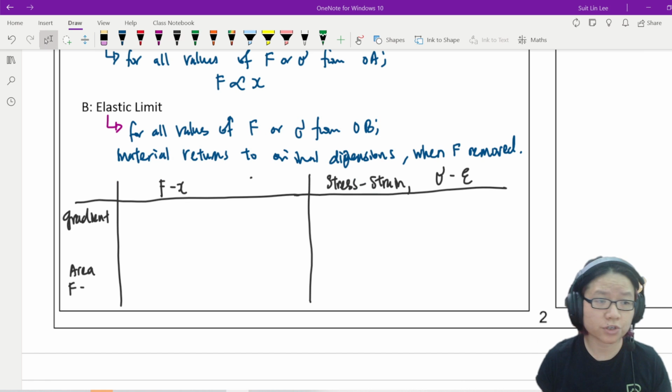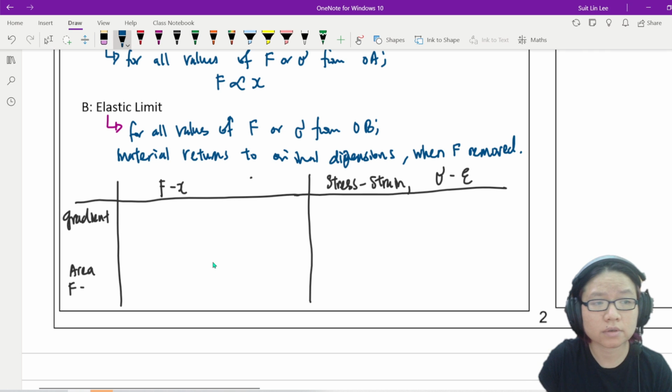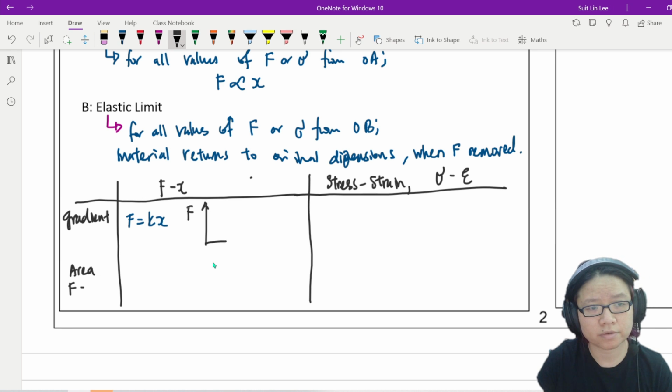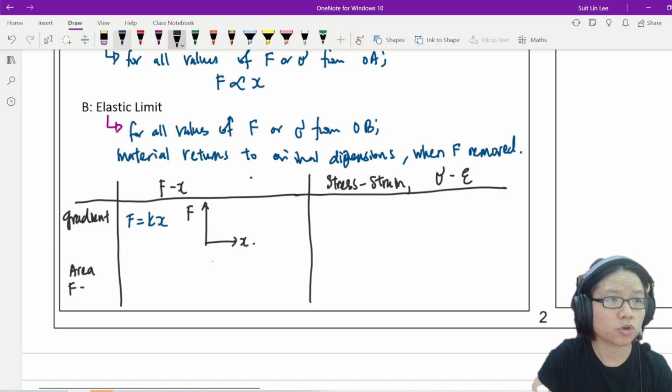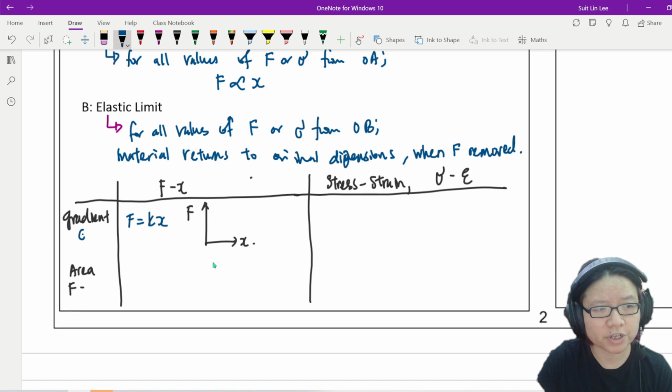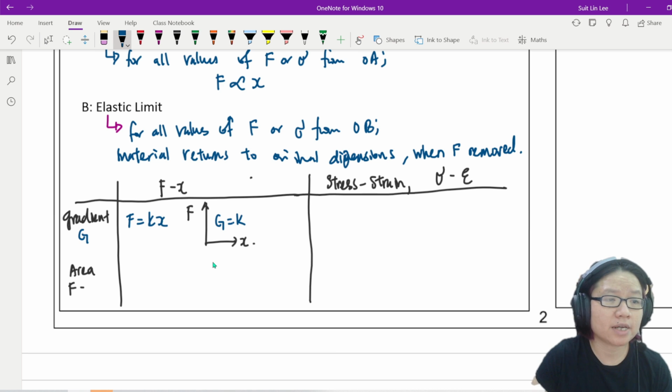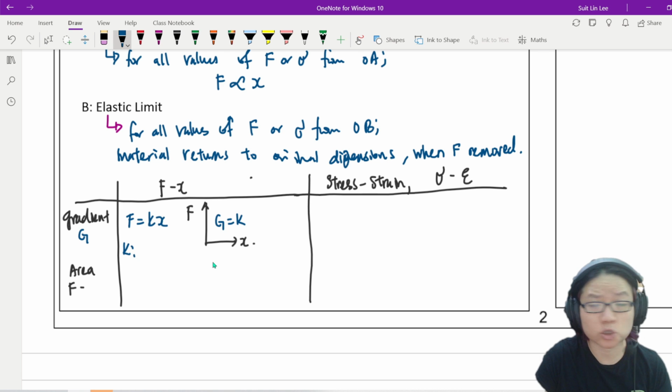Okay, so there are two versions of graph. If you want to find the gradient of your Fx graph, recall the Hooke's law equation. F is equal to kx. So if you have an Fx graph, okay, your gradient, I'm just going to call gradient g, okay? In this case, g is equal to the constant, the spring constant k. All right, so k has many names. You can call it Hooke constant, spring constant, or elastic constant. I'm just going to keep it to spring constant.